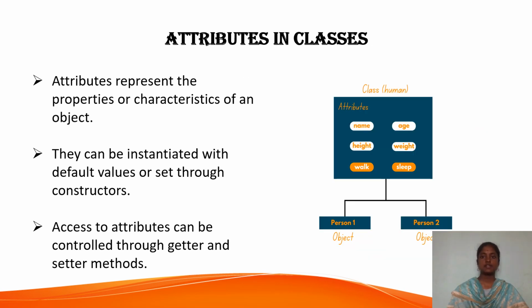Coming to the attributes in classes. Attributes represent the properties or characteristics of an object. They can be initialized with default values or set through constructors. Access to attributes can be controlled through getter or setter methods. Here let us see a class Human, and in this the attributes are name, age, height, weight, walk, sleep. In this again we have two objects, person 1 and person 2.